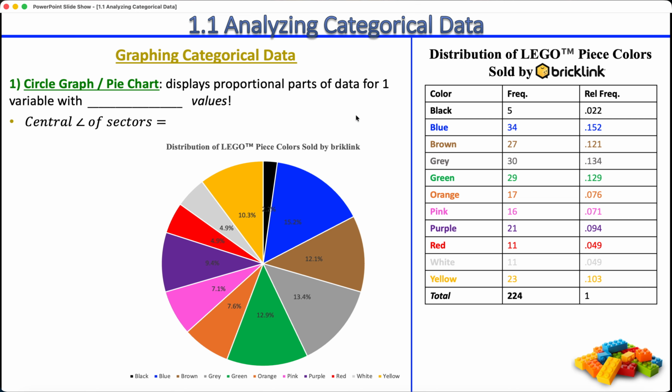And what it does is it displays proportional parts of data for one variable. Remember, this chapter is called one variable data, even though we're going to peek a bit into two variable data towards the end of this. But for now, it's worth noting that if I have one variable with outcomes that are mutually exclusive, which is to say there won't be any overlap between these things, there's no pieces that are primarily blue and brown, for example. It's one or the other, just like blood type. Well, a circle graph is good for that.